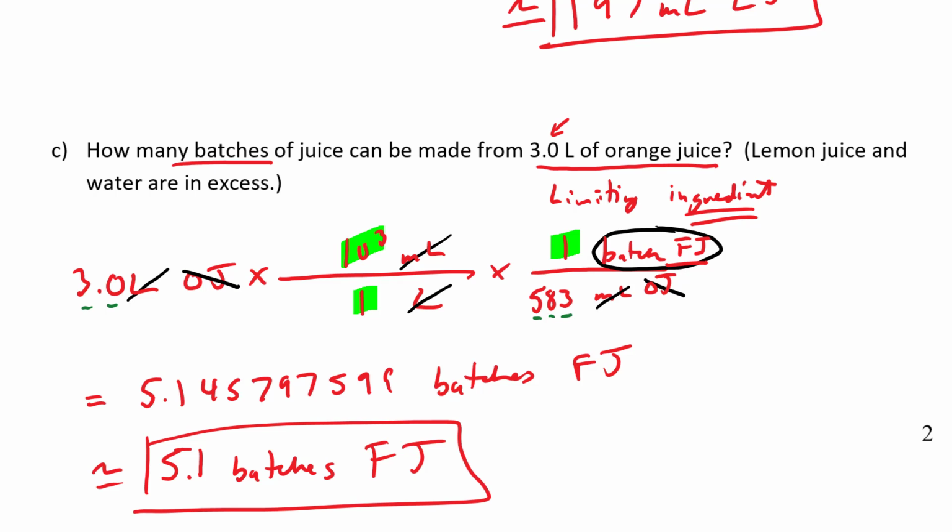For this question, if I have an unlimited amount of lemon juice and an unlimited amount of water, we say they are in excess. What we have here is one ingredient that is limited. The orange juice. I only have 3 liters. I called this the limiting ingredient. In chemistry, we call it the limiting reagent.